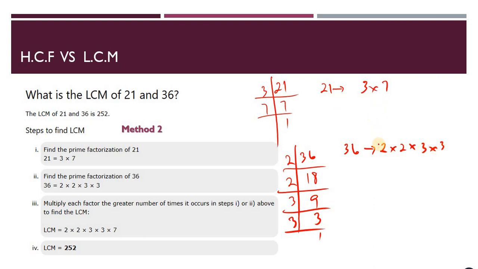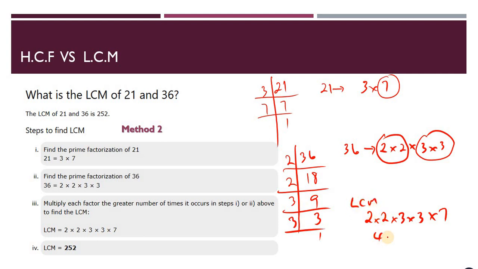And what we want to do is to select the highest number of times a number occurs in both sets. So if you look at 2, it occurs the most in this set. It does not occur in this at all. So we're looking at 2 times 2. And 3 occurs the most in this set. Only occurs once in that. And 7 occurs the most in this set. Does not occur in this. And this will be your answer for the LCM. 2 2s, that's 4. 3 3s is 9 times 7. 4 9s is 36. And 36 times 7 is equal to 252.